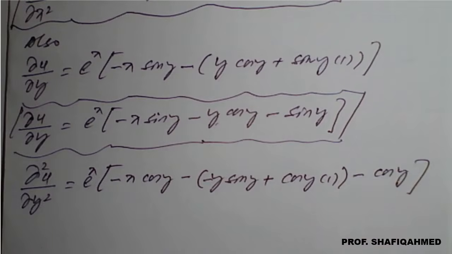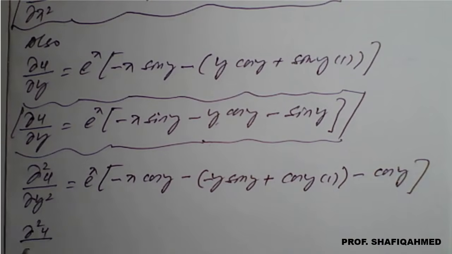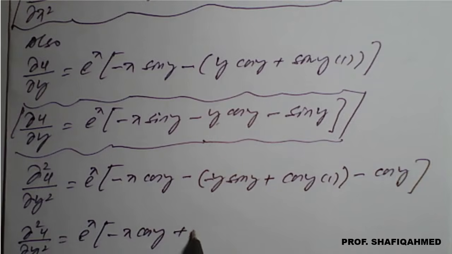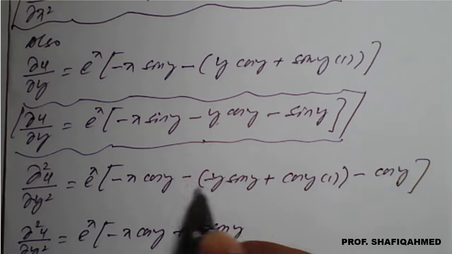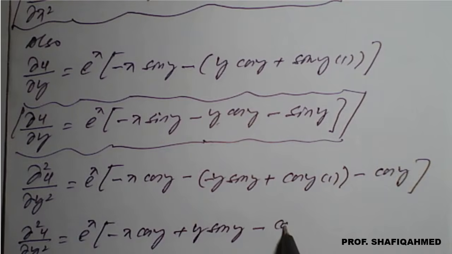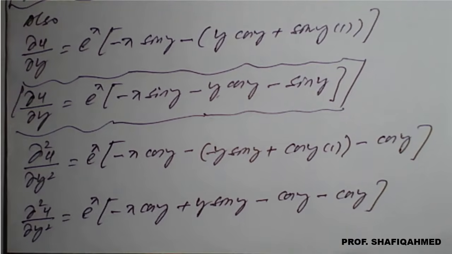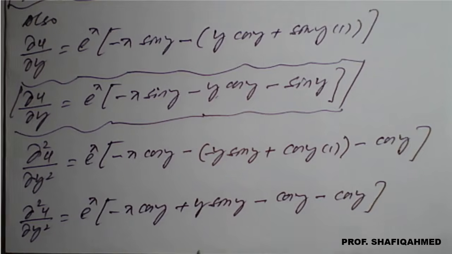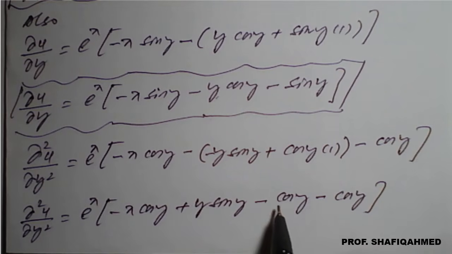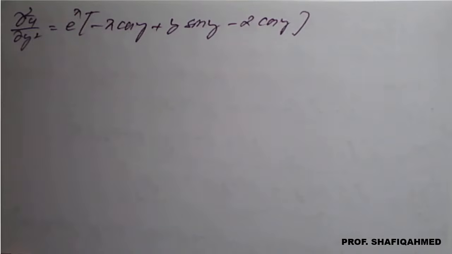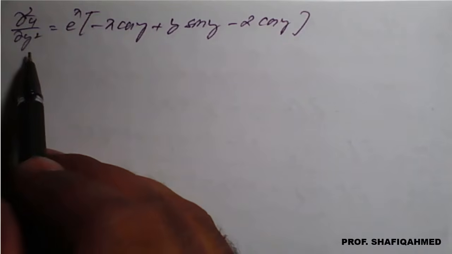So now we'll go for the final simplification. So ∂²u/∂y² will be e^x, so minus x cos y, minus into minus is plus y sin y, minus plus is minus cos y, then this minus cos y. So on simplification, minus cos y it will become minus 2 times cos y. So we get ∂²u/∂y².